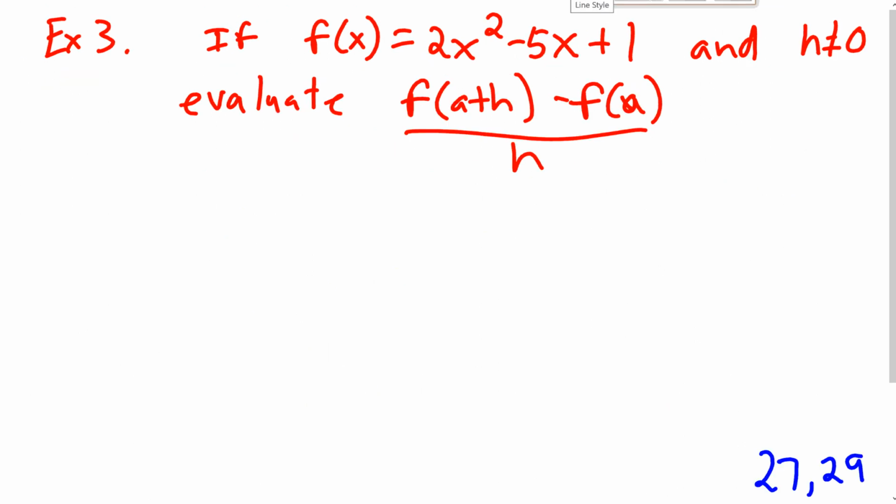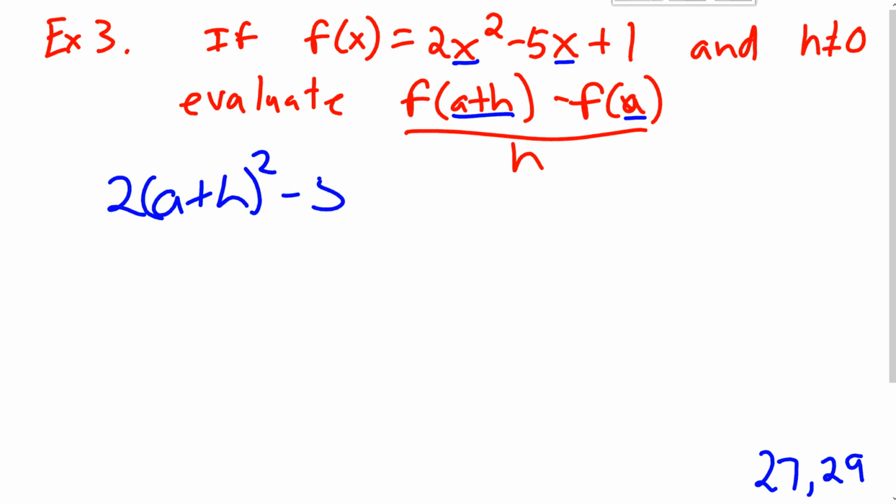All right, third one, if we have a function, here's our difference quotient. So we're doing the difference quotient of this, so f of a plus h, so that means all these x's are going to get a plus h, and then they're all going to get a's after I subtract that. So I plug in a plus h, so (a plus h) squared times 2 minus 5(a plus h) plus 1, and then I'm going to subtract, plugging in a in for my x's.